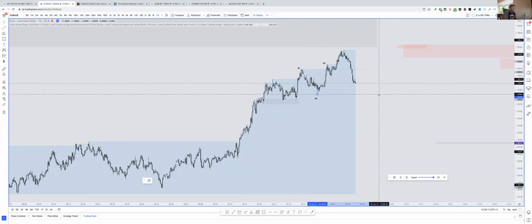But again, here, we can see we're within this range. Sorry, one sec, guys. That's it. We can see we're within that range. Here, we break up, but what do we do? We retest that range straight away.